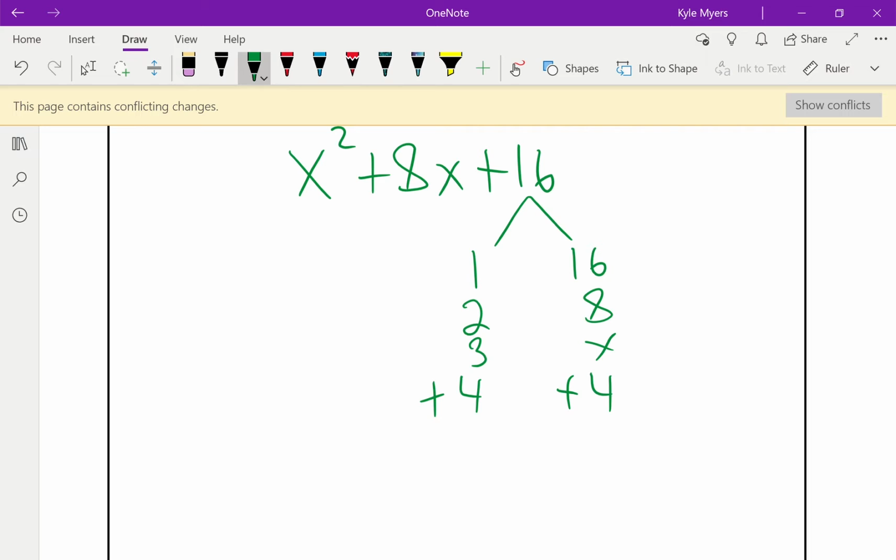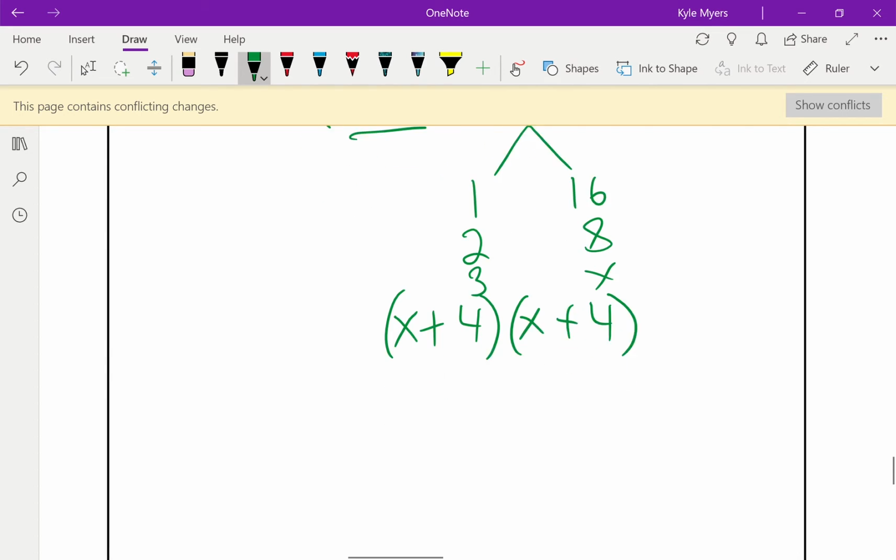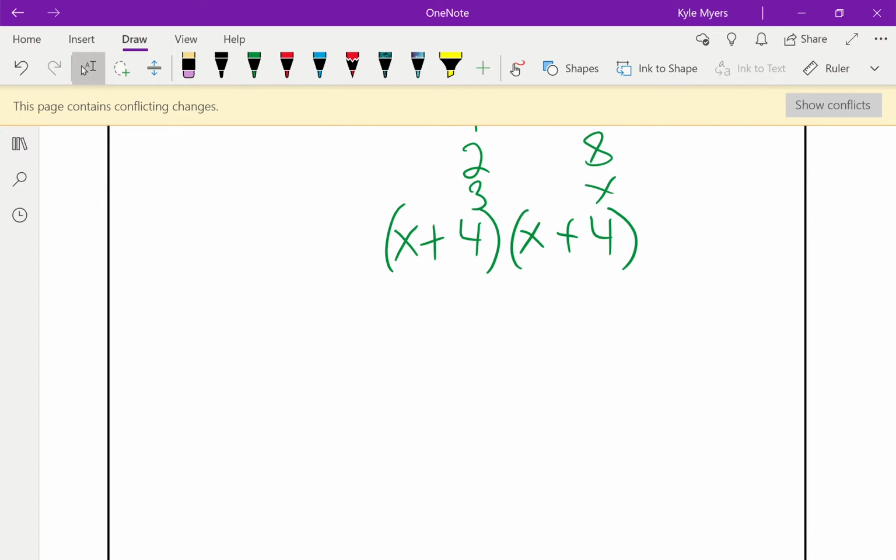Throw some pluses in front. I want to add a positive 4 and a positive 4, because when I multiply two positive 4s, I get a positive 16, and when I add two positive 4s, I get a positive 8. So now I just throw x's in front, and I'm done. By the way, this is a perfect square, so I can say x plus 4 quantity squared instead.